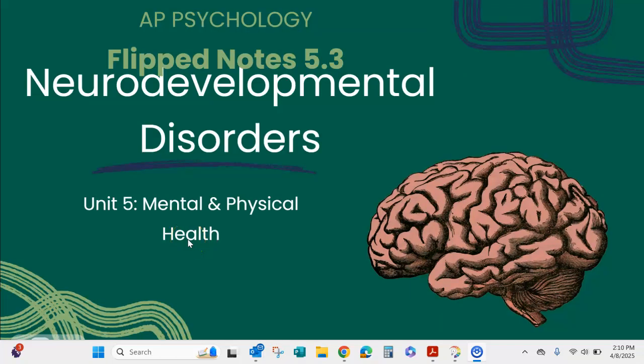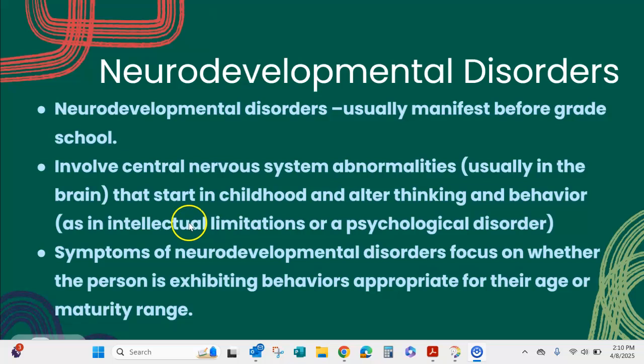So, neurodevelopmental disorders actually encompass a pretty wide range of disorders, but we only talk about a couple here, ADHD and autism spectrum disorder. The thing they have in common is that they usually manifest before grade school. So usually when children are young, a lot of times one of the first signs is a child who doesn't start speaking at the normal time.